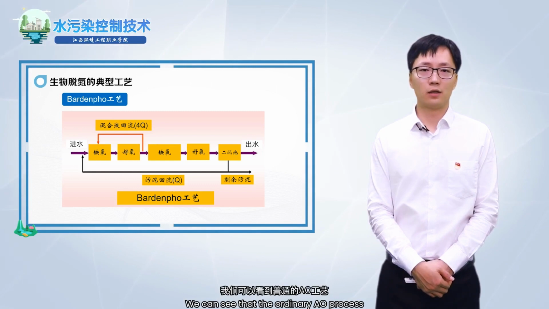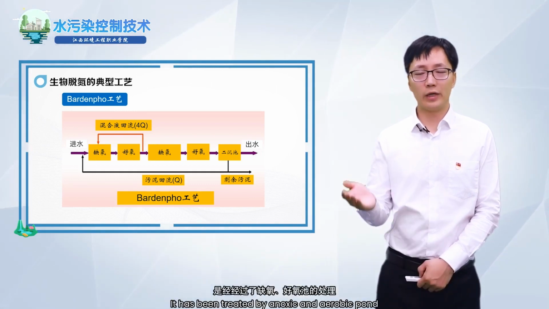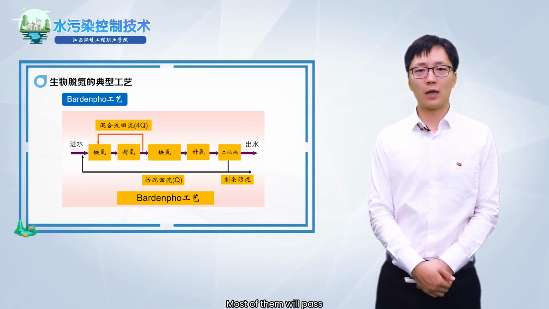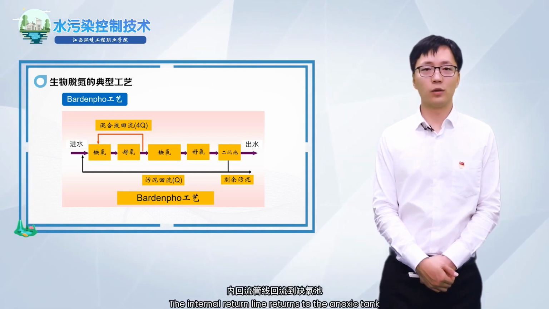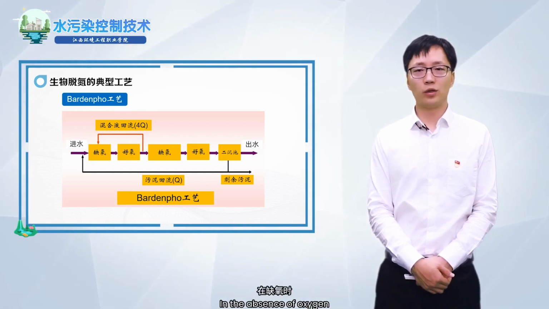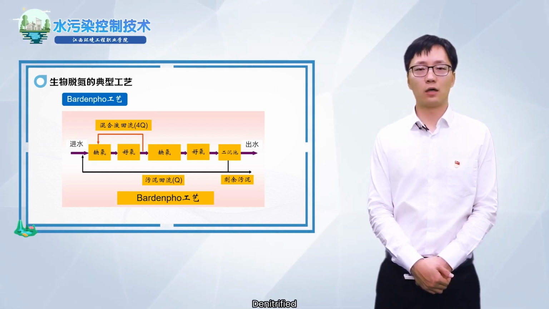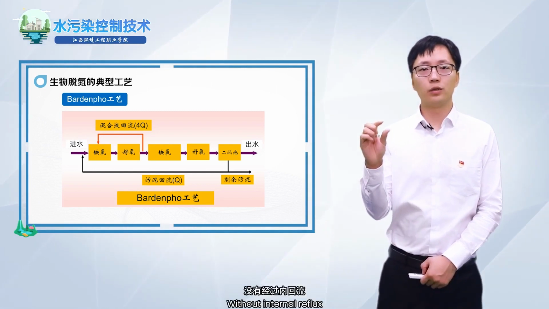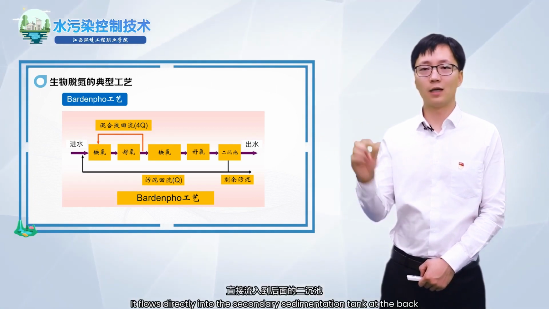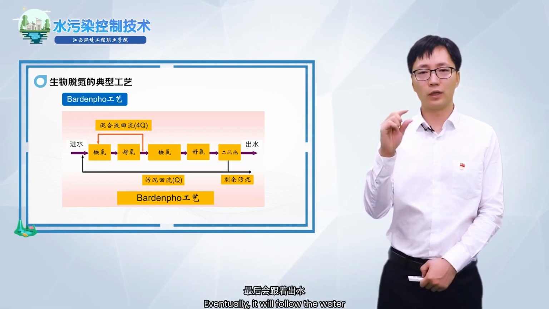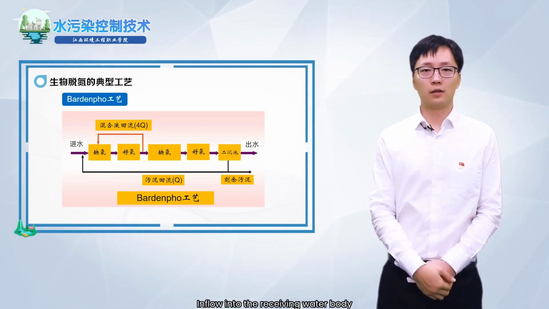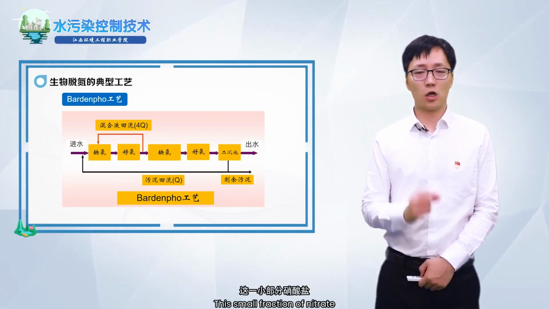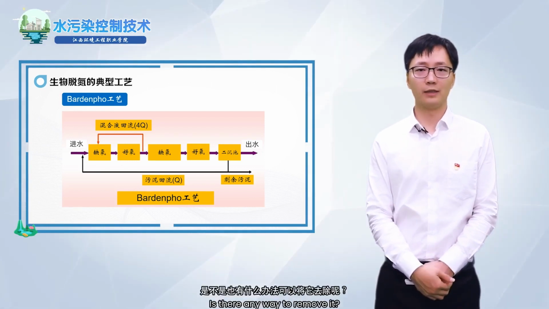We can see that in the ordinary AO process, after being treated by the anoxic and aerobic ponds, most of the nitrate produced by the aerobic tank returns to the anoxic tank through the internal return line, where, in the absence of oxygen, it is denitrified and reduced to nitrogen. But there is still a small amount of nitrate without internal reflux, which flows directly into the secondary sedimentation tank at the back. Eventually, it will follow the water into the receiving water body, so the Bardenpho process takes into account this small fraction of nitrate. Is there any way to remove it?